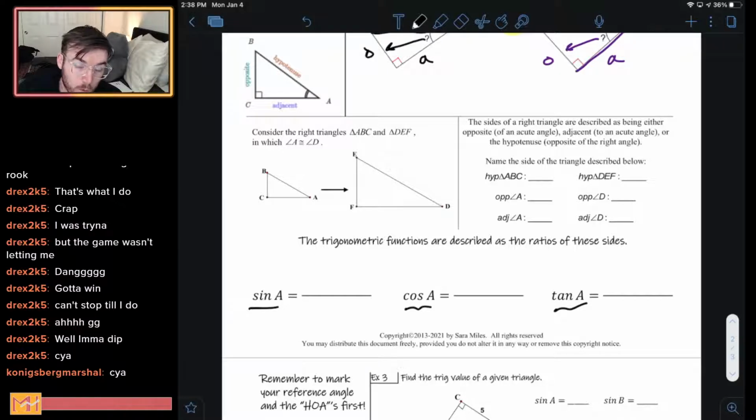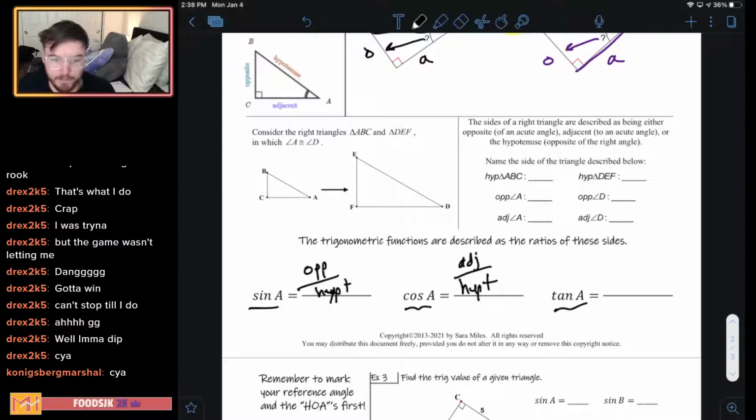When given a right triangle, you can find the sine of an angle. Sine of an angle is defined as opposite over hypotenuse. You can also find the cosine of an angle. Cosine of an angle is defined as adjacent over hypotenuse. And tangent is defined as opposite over adjacent. Okay?